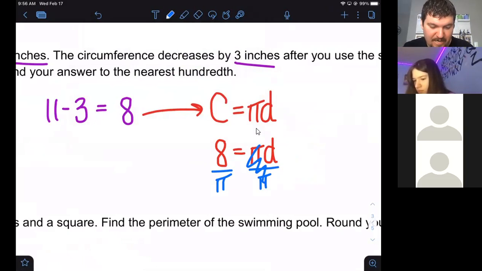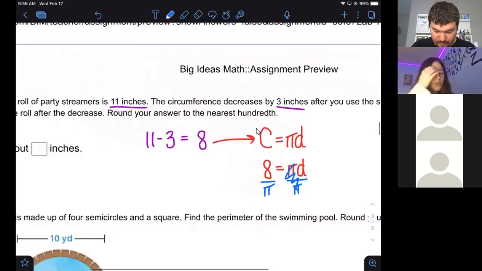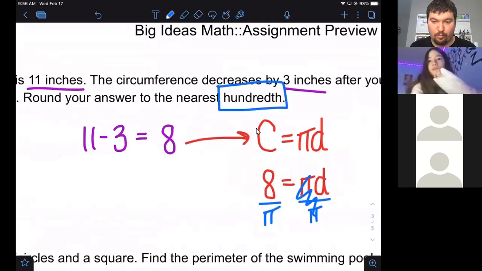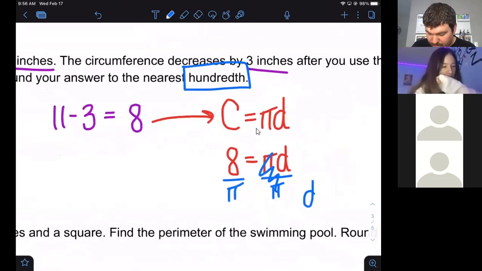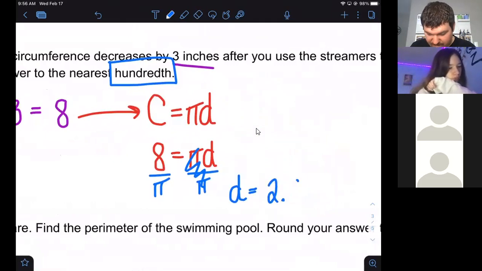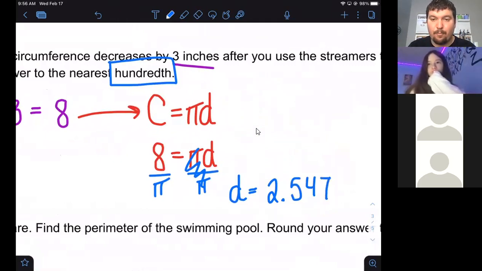So 8 divided by 3.14 is 2.5477707. They want me to round my answer to the nearest hundredth. Okay, so that's 2 decimal places. So the diameter is, if I'm rounding to 2 decimal places, I should look at 3 of them: 5, 4, 7. So I'm not going to leave the 7 there. I'm only rounding to 2 decimal places, but I have to look at the 7.